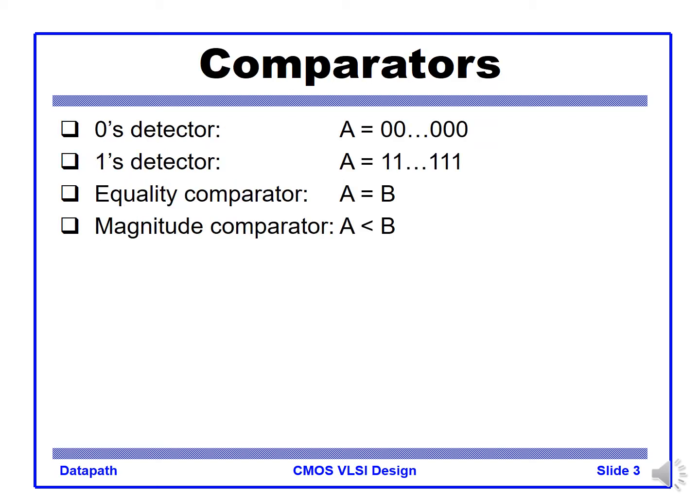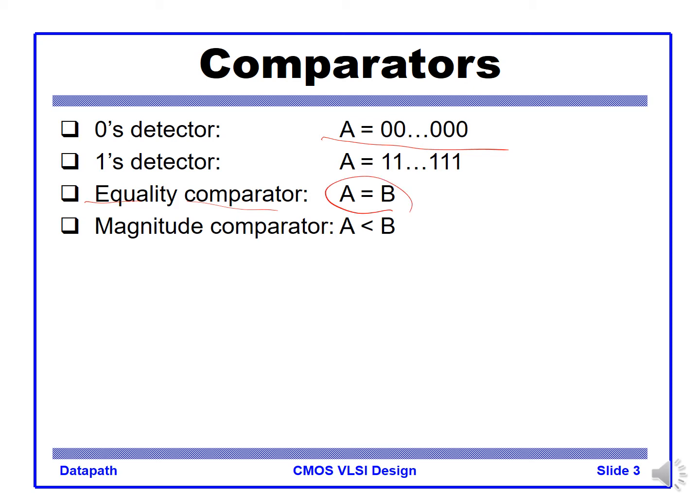For comparators, there are several different types. Zero detectors: if the input A is all zero, then the detector asserts its output. A ones detector means that if the input is all 1s, then we detect it. Sometimes we can have an equality detector, so if the inputs are equal, then we assert it.